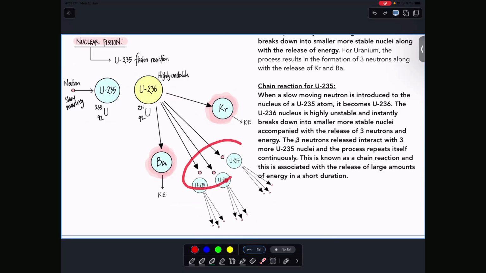But interestingly, it releases what? 3 neutrons. So these neutrons will help a future reaction. Chain reaction, and that's how the chain reaction works.